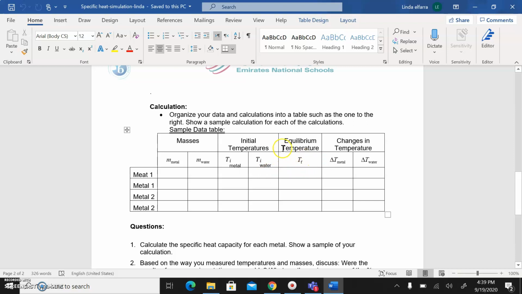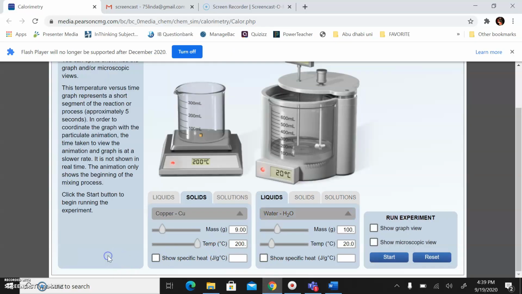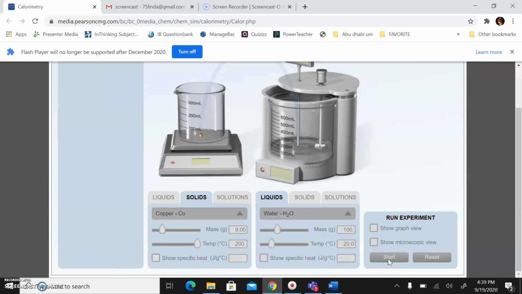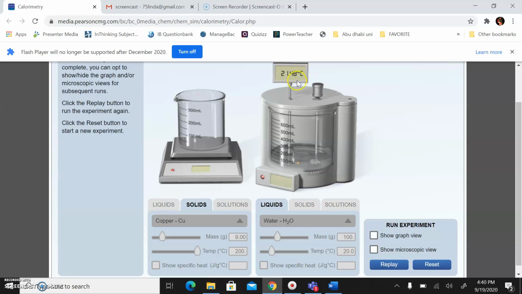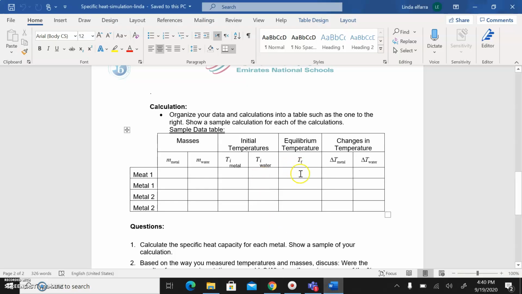Second step, I have to find the equilibrium temperature, the final temperature after I mix them. So I click next, and then start, run the experiment. I will wait till the temperature stops changing. When it stops, it means we reached the equilibrium position. So this is the final temperature. I have to record it here in the table. This is the calculation, you will do it later on.